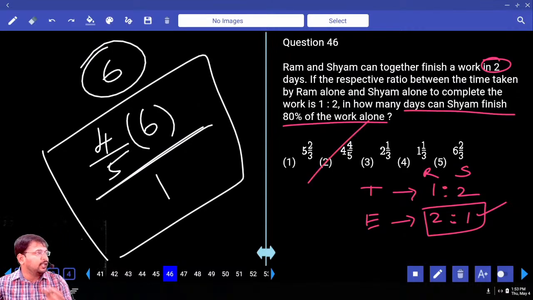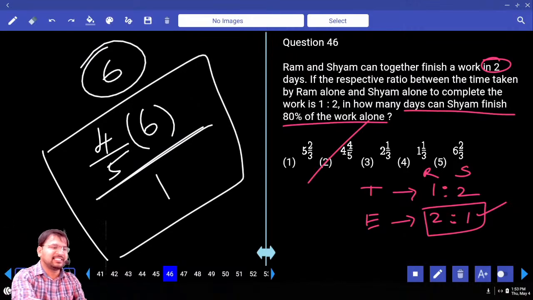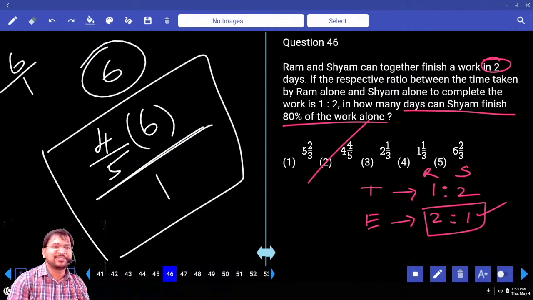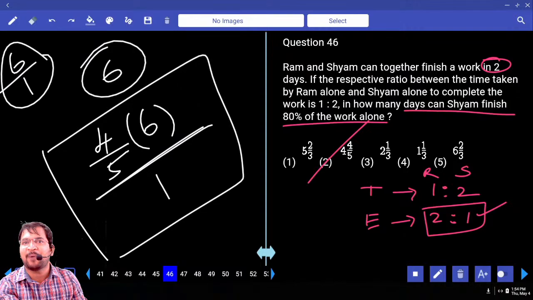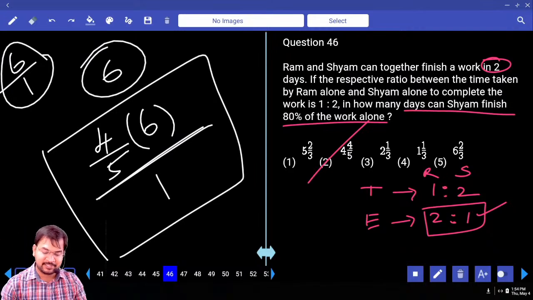So we need only 80% of the work. All of it clear, na? Otherwise, calculate total. It will take 6 units, na. Total work is 6 units, na. Daily Sham work is 1, na. 6 by 1 is nothing but 6, na. Then calculate 80% of 6. 80% of 6 is nothing but 4.8. 4 by 5 or 4.8, both are same. You can do it that way too. Choice is yours.